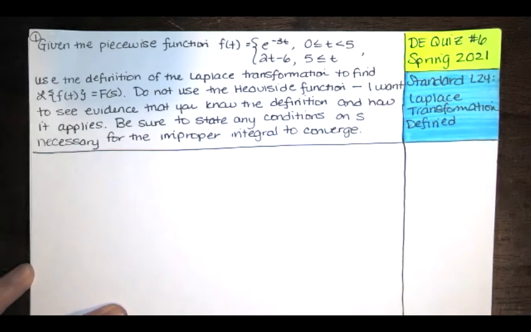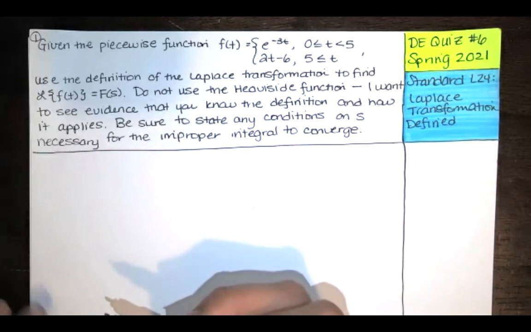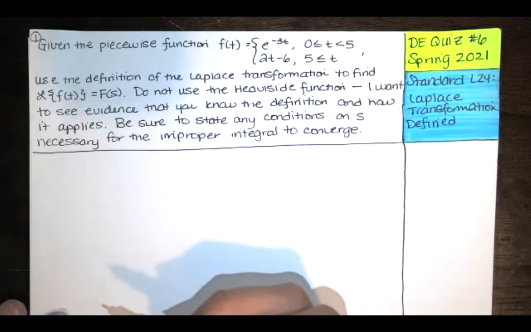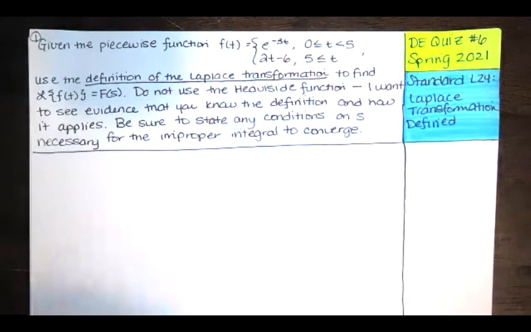It says, given the piecewise function f of t equals e to the negative 3t on the interval from 0 to 5 and 2t minus 6 on the interval from 5 to infinity, use the definition of the Laplace transformation, and that's really important. We want to use the definition to find F of s. We do not want to use the Heaviside function, and I told my students I want to see evidence that you know the definition and how it applies, and I asked them to be sure to state any conditions on s necessary for the improper integral to converge.